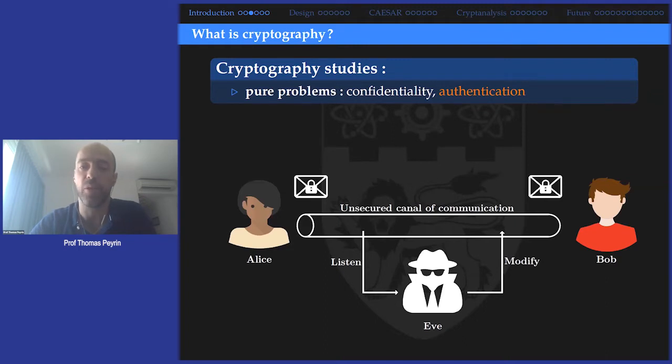This is a concept that is, of course, very important in practice as well. So for authentication, we want to have this kind of signature that you put on your message that will somehow prove to the receiver that you actually wrote this message and no one else.